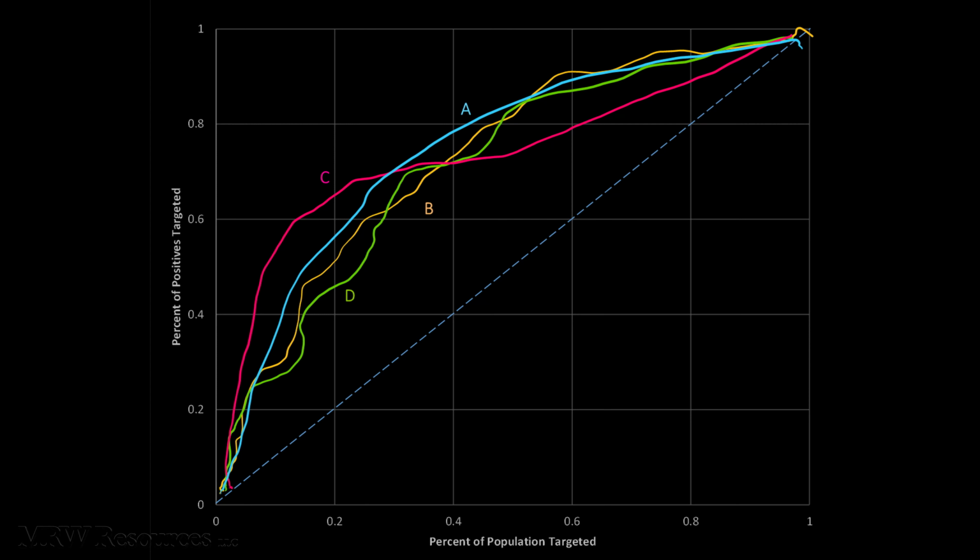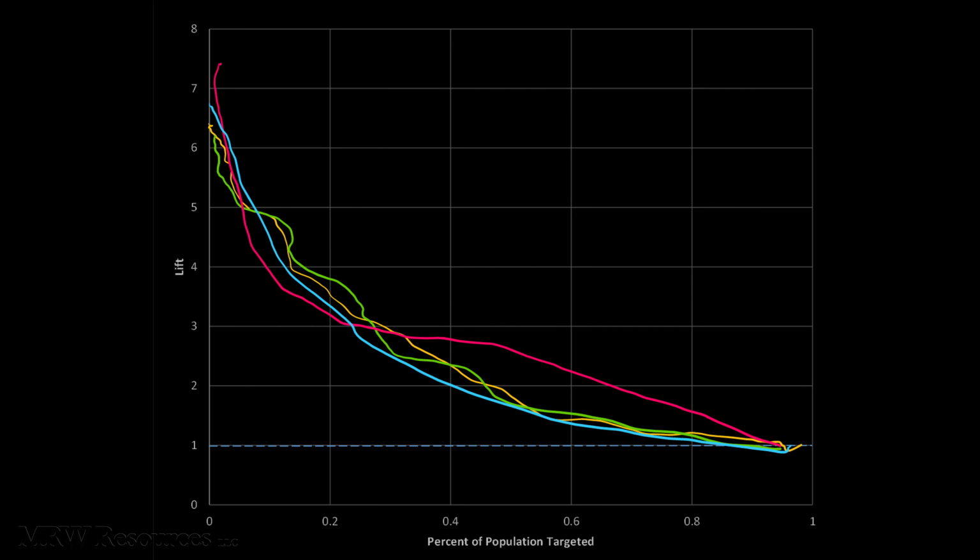Now, some people actually call the cumulative response curve a lift curve, and it's easy to see why, because you can visualize what the lift is by looking at the graph. However, it's more accurate to stick with the name cumulative response curve because we actually have another chart that's called the lift curve. Let's see what that looks like.